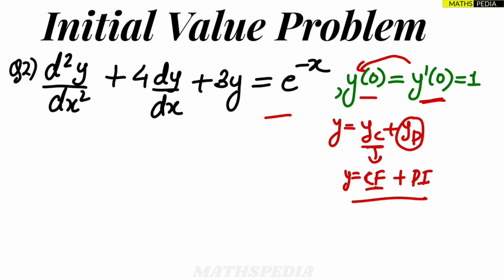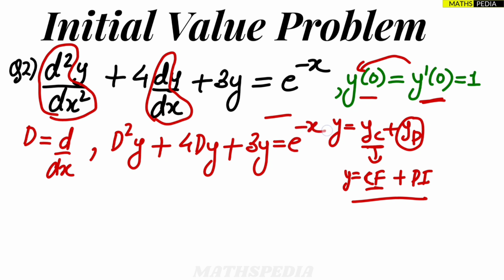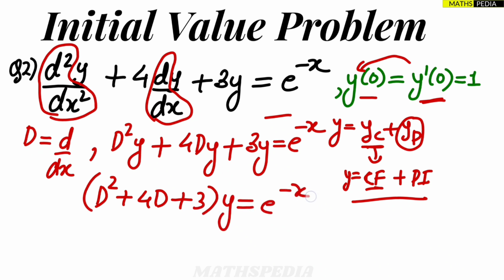First, how to find that? We have to assume that D is equal to d by dx, as we have done before. So d square by dx square will become D square, and d by dx will become D, so D square y plus 4D y plus 3y is equal to e power minus x, right? Now from this we can take y common, so it will be D square plus 4D plus 3, into y, is equal to e power minus x.